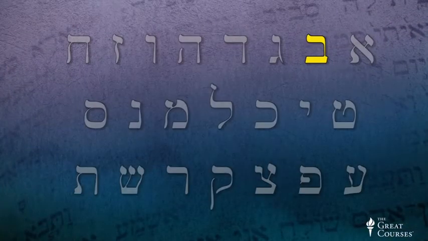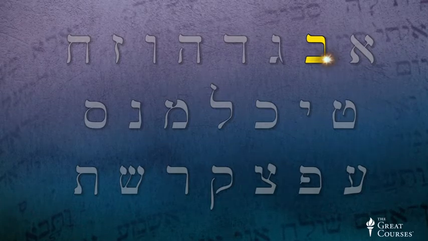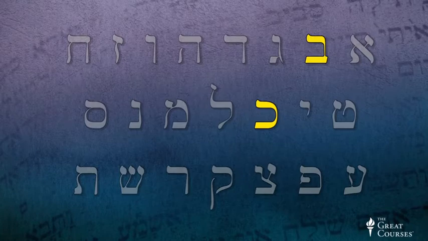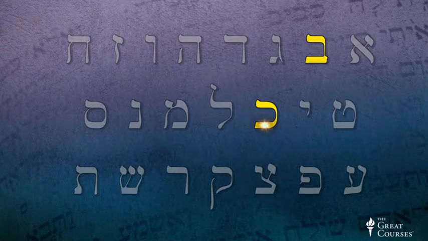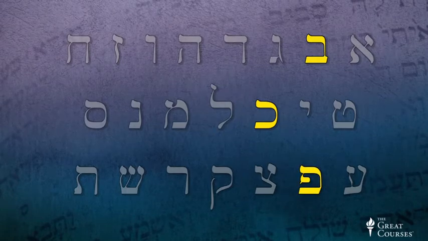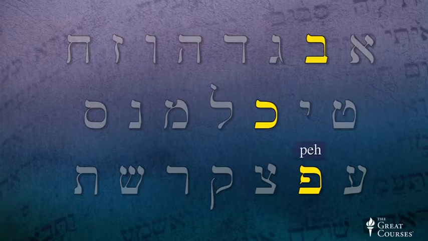Notice how Bet, a B or a V, has a little tail sticking out at the back. Kaf, K or Ch, is rounded and has no tail. Pei, shaped like Kaf, but with this little tongue sticking into the letter. Peh is the Hebrew word for mouth. This is my peh.